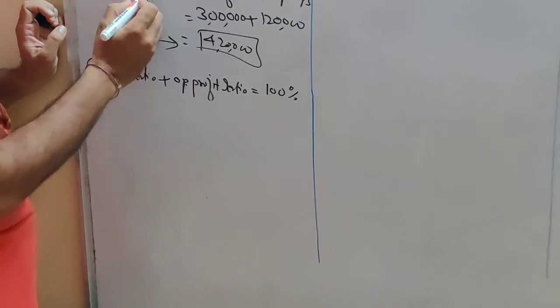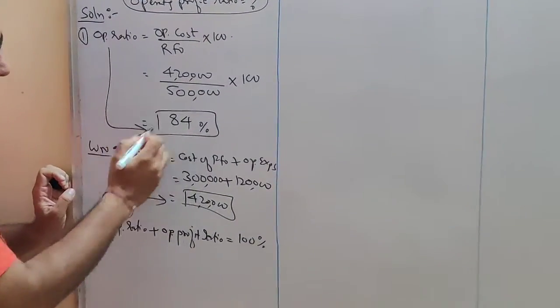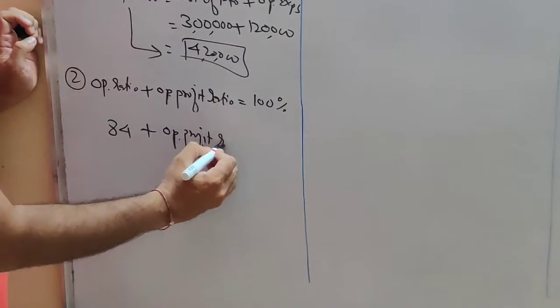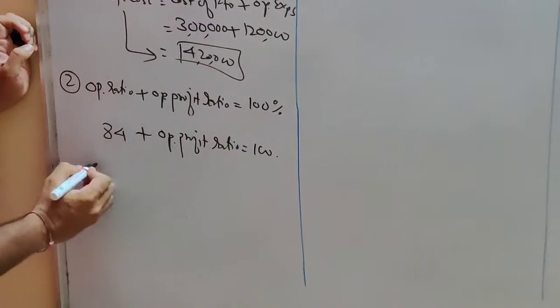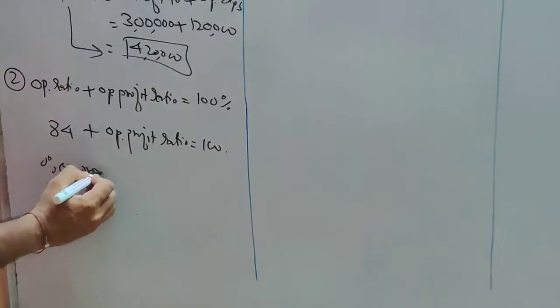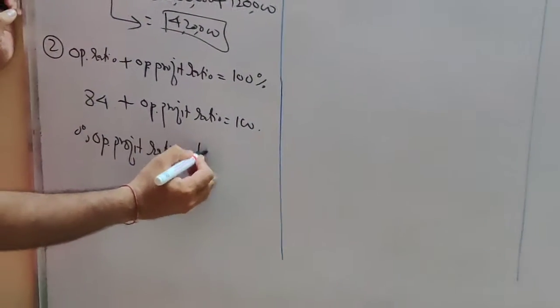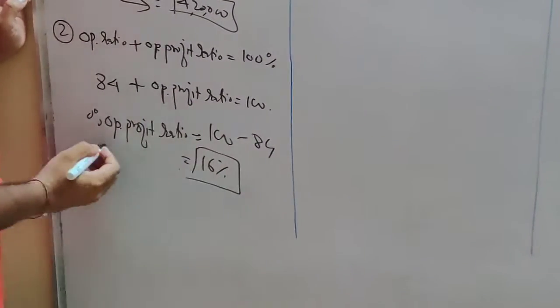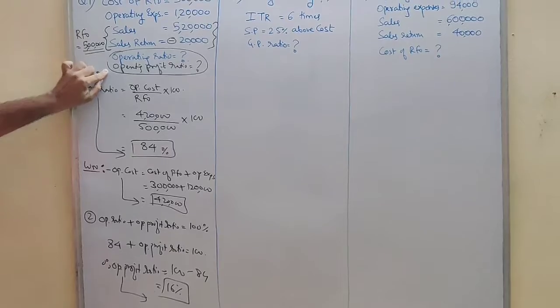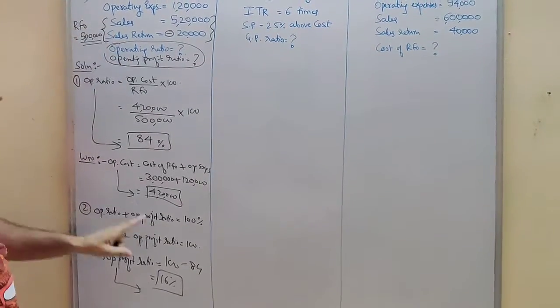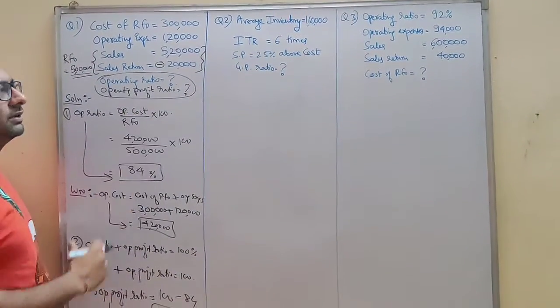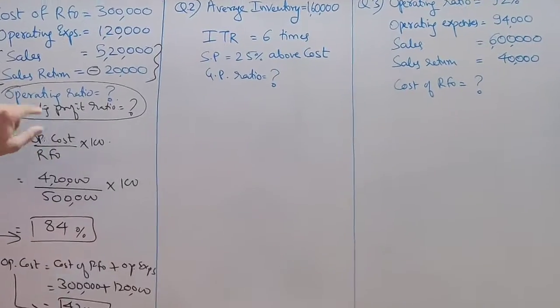That is called complementary to each other. So even if you know one ratio, you can find the other one. Operating ratio, we just now found, is 84%. So 84 plus operating profit ratio is equal to 100. Therefore, operating profit ratio is equal to 100 minus 84. It will be 16%. So just remember, these two ratios are complementary to each other. If you add both the ratios, it has to be equal to 100. That is how we also found one additional ratio here, just to link it. I have just done it together.